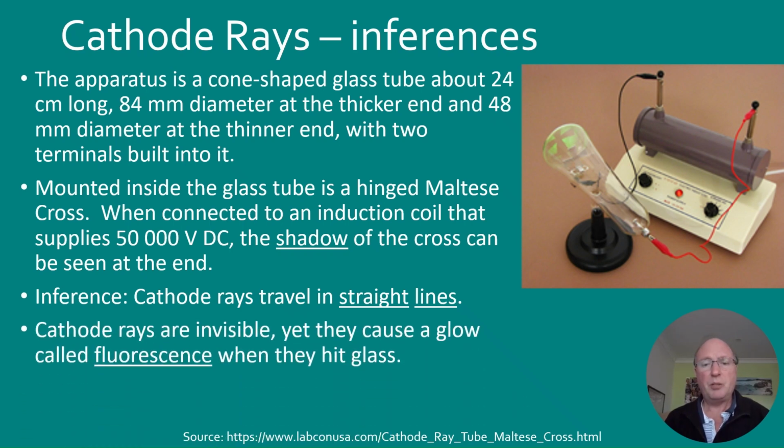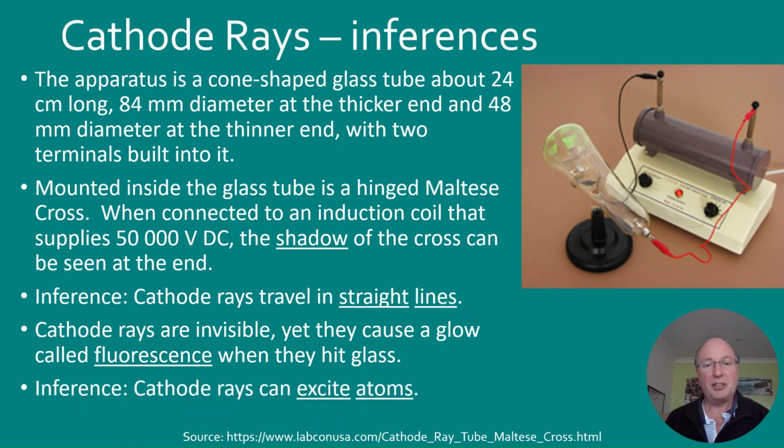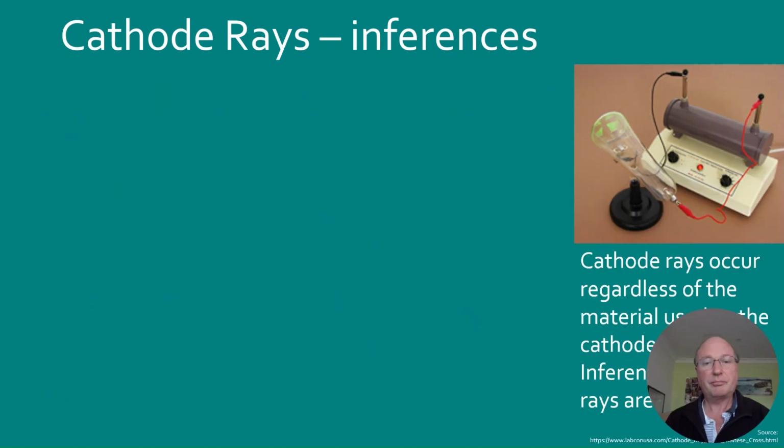Cathode rays are also invisible, and yet at the end they cause a glow called phosphorescence when they hit the glass. The inference is that cathode rays can excite atoms. Cathode rays also occur regardless of the material that's used for the actual cathode, the metal at the end, and the inference is that cathode rays are independent of the material used.